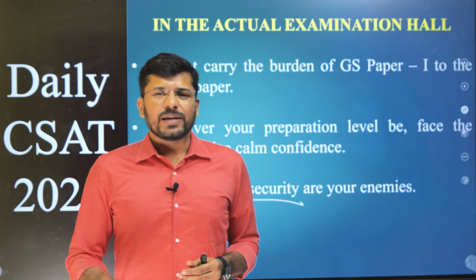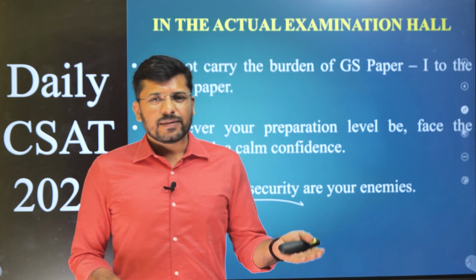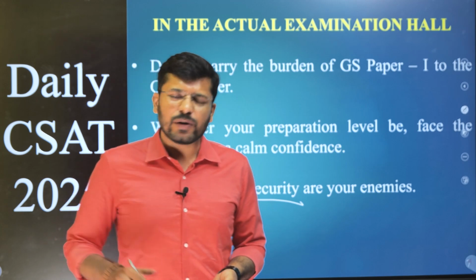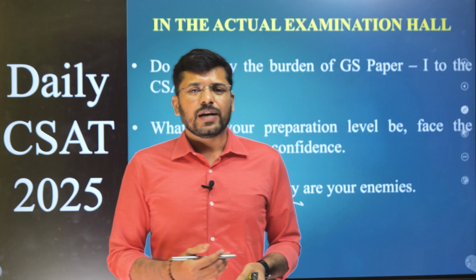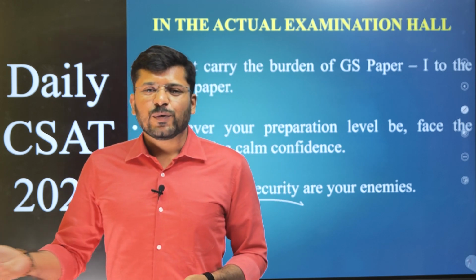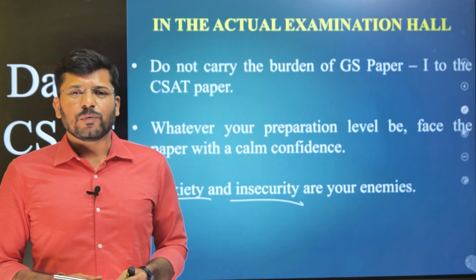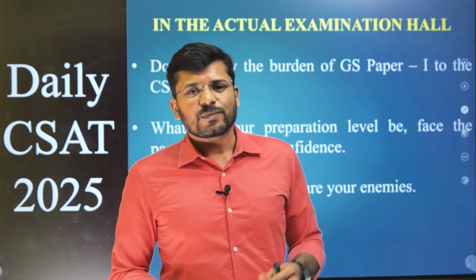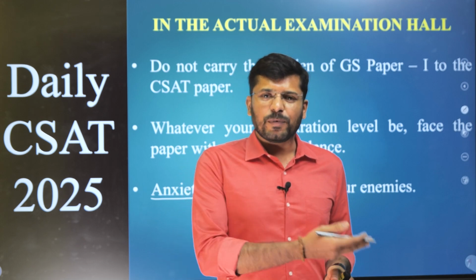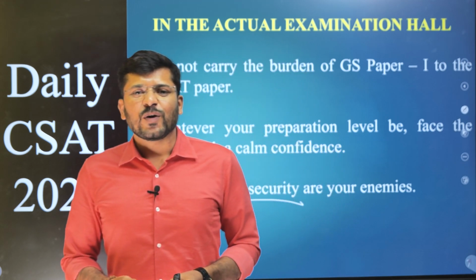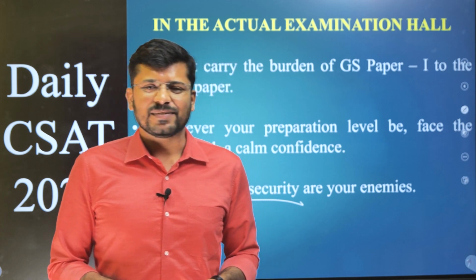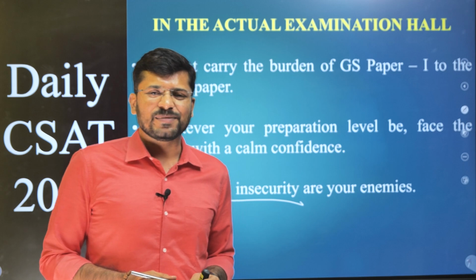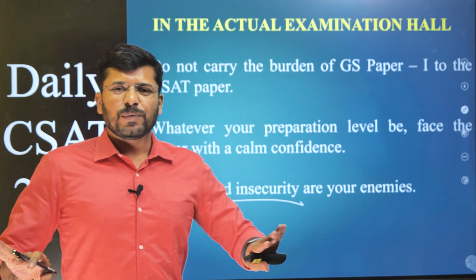And maybe you got pessimistic about your paper 1. Maybe the cutoff went low this year. It might not have been difficult for you alone. It might have been difficult for everyone, and the cutoff might go low. But because you got anxious and did not do the CSAT paper well, you might have crossed the cutoff in paper 1, but failed the qualifying marks of CSAT. That happens every year. It happens with at least 100 aspirants. So do not do that. Keep both of them separate.